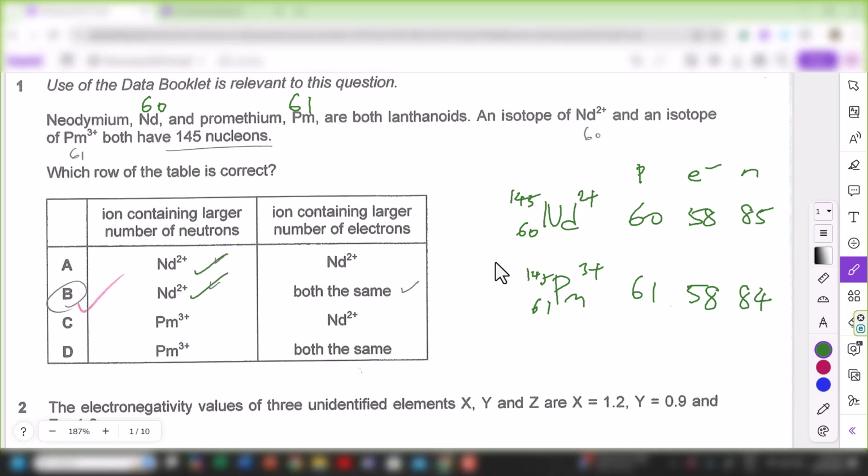Then ions with a larger number of electrons. Both are the same, as we have already worked them out. So over here, they are the same, so students take this option, that will be B. So question 1 is relatively straightforward.